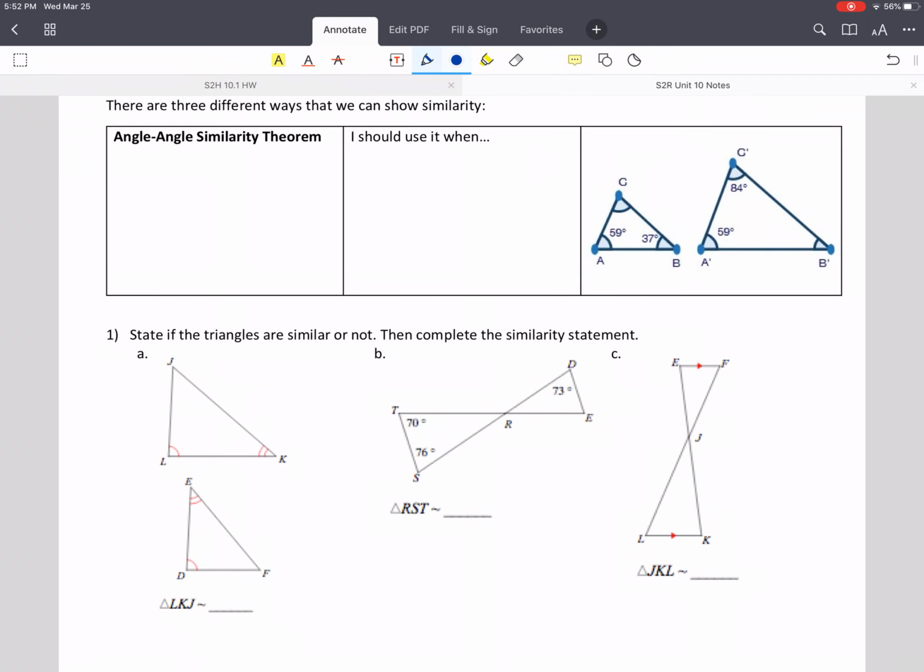So there are three different ways we show similarity. First, angle-angle similarity. And here's what this means. If two sets of corresponding angles are congruent, then the triangles are similar.